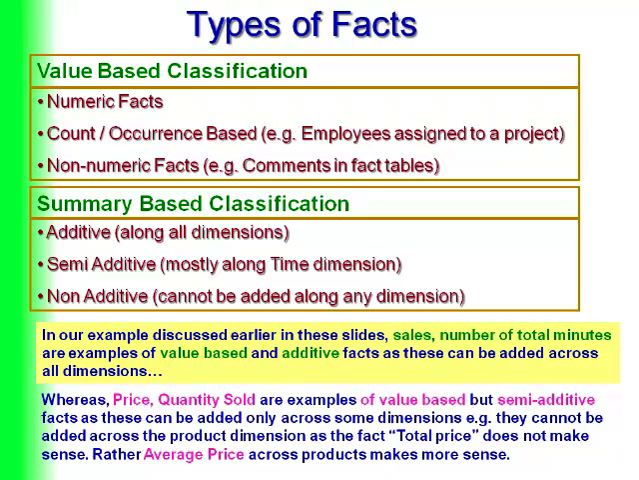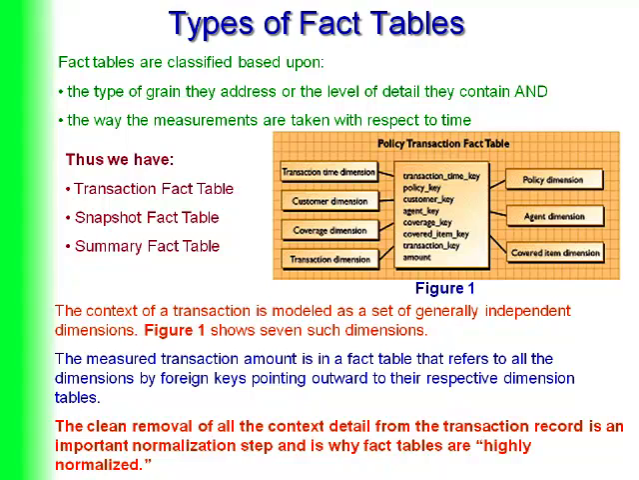For example, sales, number of total minutes are examples of value-based facts. Additive facts can be added across all dimensions. Price, quantity sold are examples of value-based but semi-additive facts, because these can be added only across some dimensions. They cannot be added across the product dimension, as the fact total price does not make sense. Rather, average price across products makes more sense. Different types of fact tables are transaction-oriented fact table, snapshot-oriented fact table, or summary-oriented fact table.